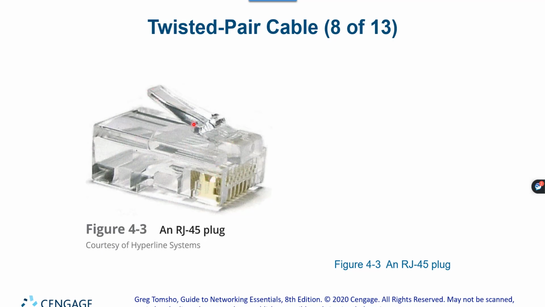This little tab at the top is going to keep it from falling out of the wall jack. To get this connector out of the wall jack, you're going to have to push your thumb or your finger on this tab and pull it back out to get it out of the wall.